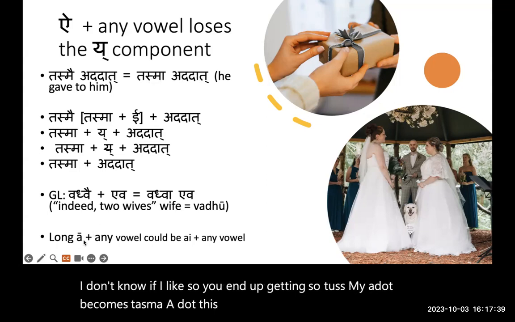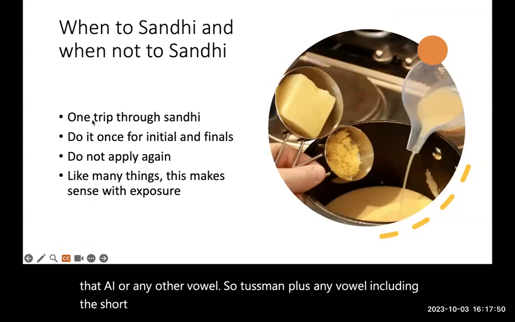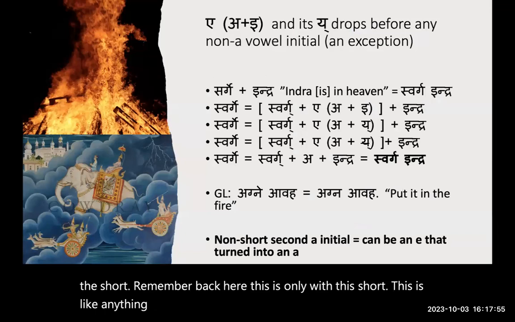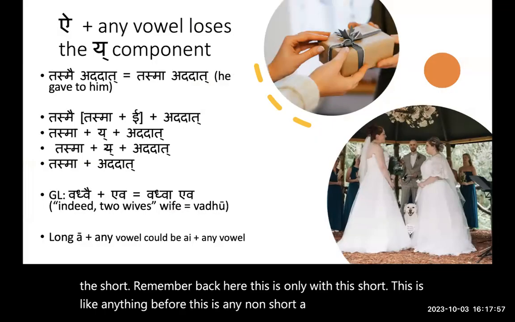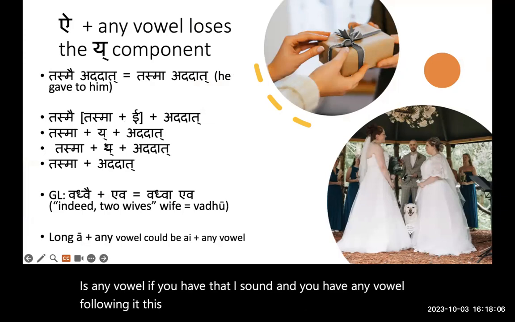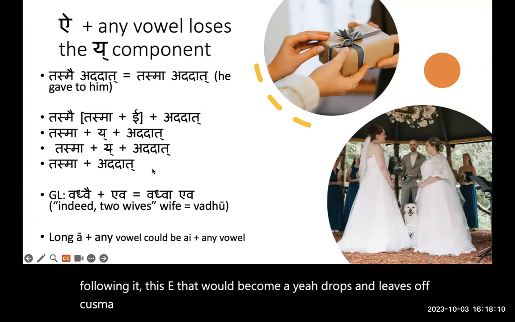This happens with long A plus any vowel, be that AI or any other vowel. So tasme plus any vowel, including the short Remember back here, this is only with the short. This is like anything before. This is any non-short A vowel. This one is any vowel. If you have that I sound and you have any vowel following it, this E that would become a ya drops and leaves off tasma adadat.